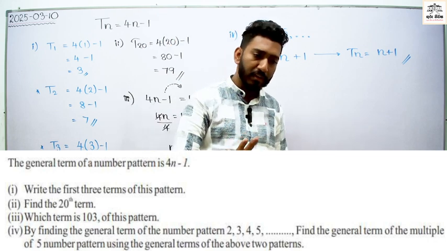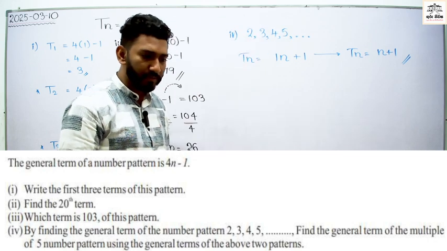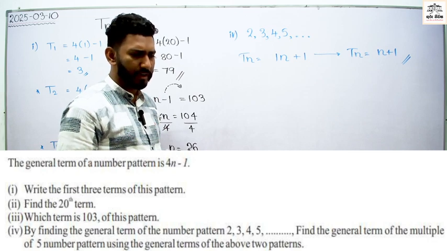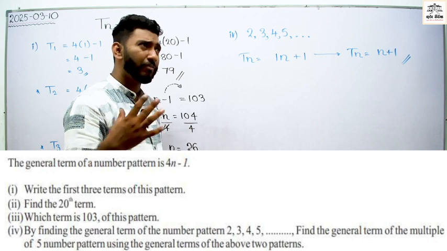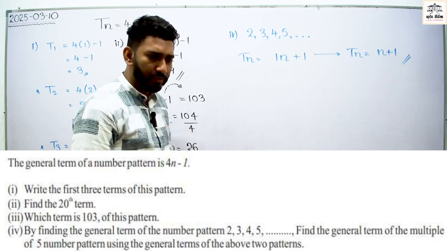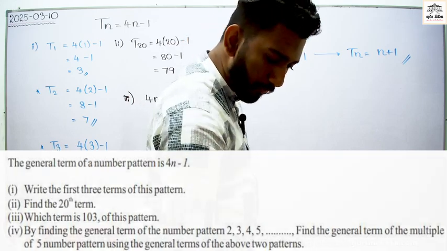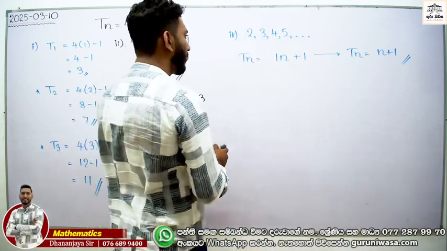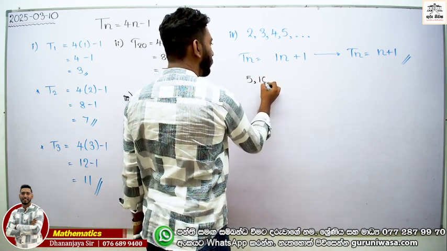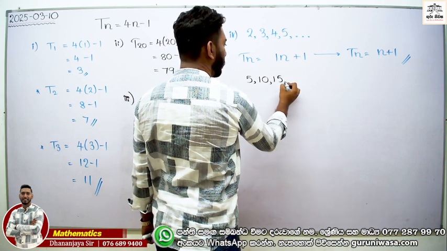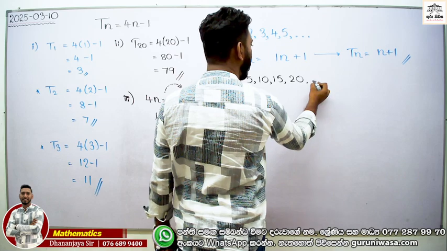And find the general term of the multiples of 5 number pattern. Right? Multiples of 5. What are the multiples of 5? 5, 10, 15 like that. Using the general terms of these above two patterns. මේ බලන්නකෝ වැඩි. Multiples of 5 means 5, 10, 15, 20 like that.